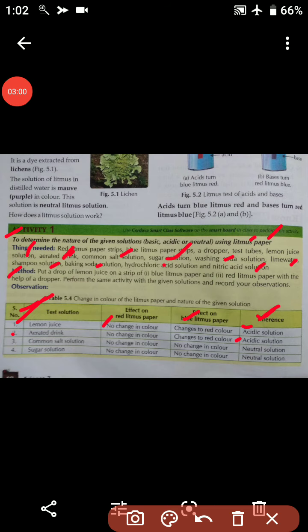So third one is a common salt solution. If we put a few drops of common salt solution on the red litmus paper, there will be no change in color. And in case of blue litmus paper also, there is no change in color. So it is a neutral solution. So common salt solution is a neutral solution.